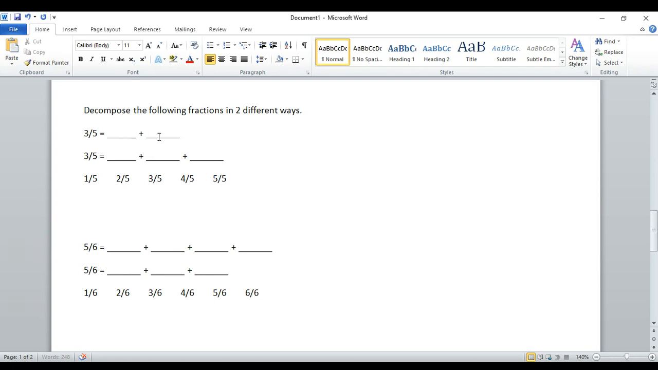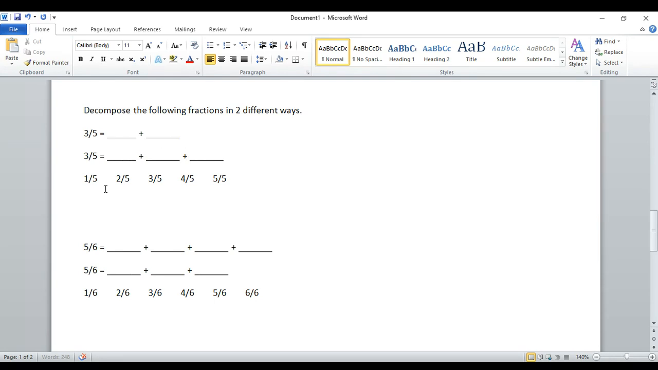So if we want to put two fractions in here, what would you like to use? You could add 1/5 plus 2/5, couldn't you? You can put 1/5 here, you can put 2/5 here, and 1 plus 2 is going to give you 3. Now here they want you to do it in 3 steps.